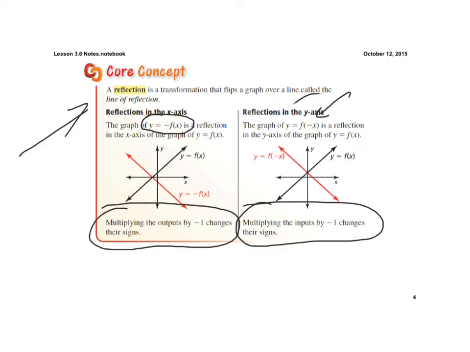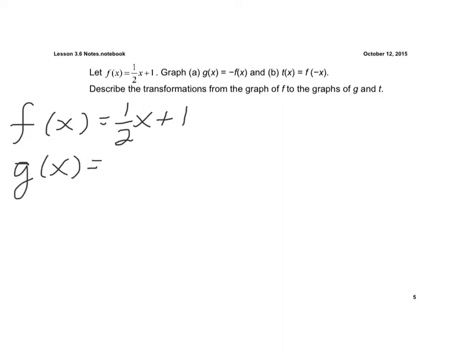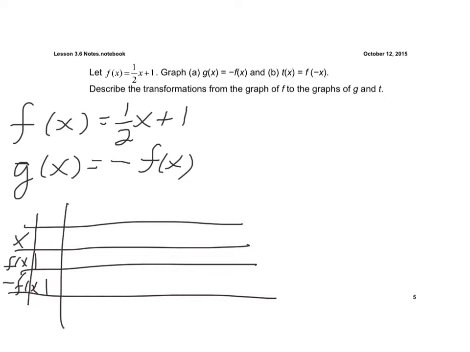So let's take a look at an example. Again, our original function is f of x equals 1/2 times x plus 1. They tell us that g of x, our transformed function, is going to be the opposite of f of x. It's easiest in this case if we just make a table of values. We'll have our x, our f of x, and then the opposite of f of x. I'm going to plug in -4, -2, and 0.